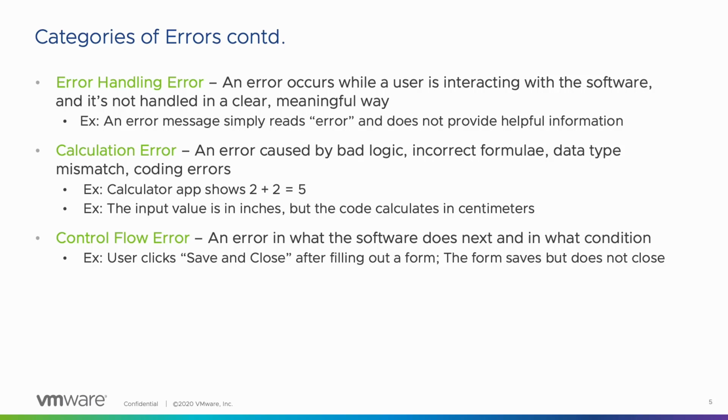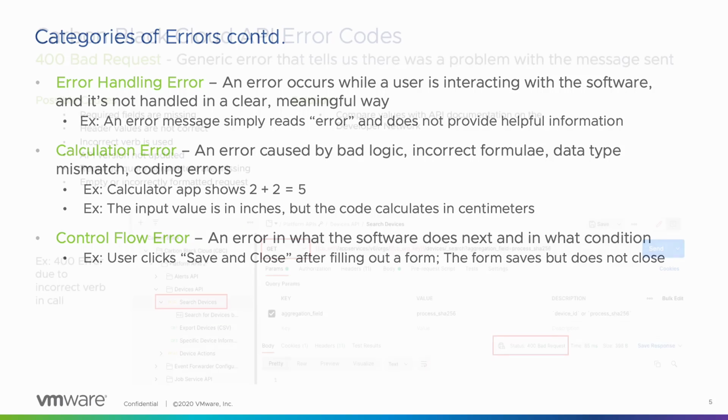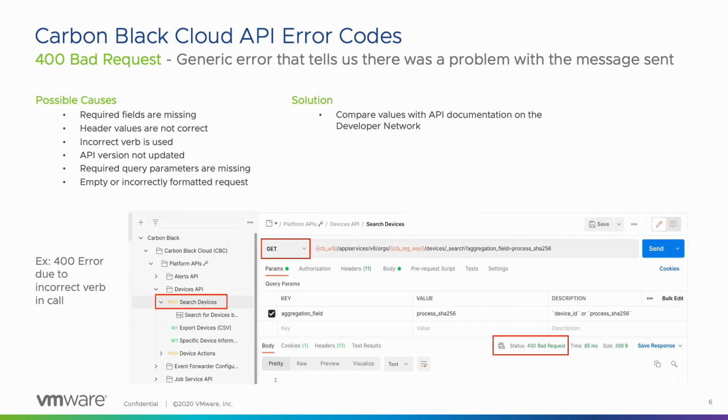Now that we've talked about the categories of errors, let's move on to specific error codes users may see when calling our APIs. A 400 error occurs when someone has created a bad request. This can happen if required fields are missing, header values are not filled in properly, the wrong verb is used and another call uses that verb, the API version is not up to date, required query parameters are missing, or the user sends an empty request.